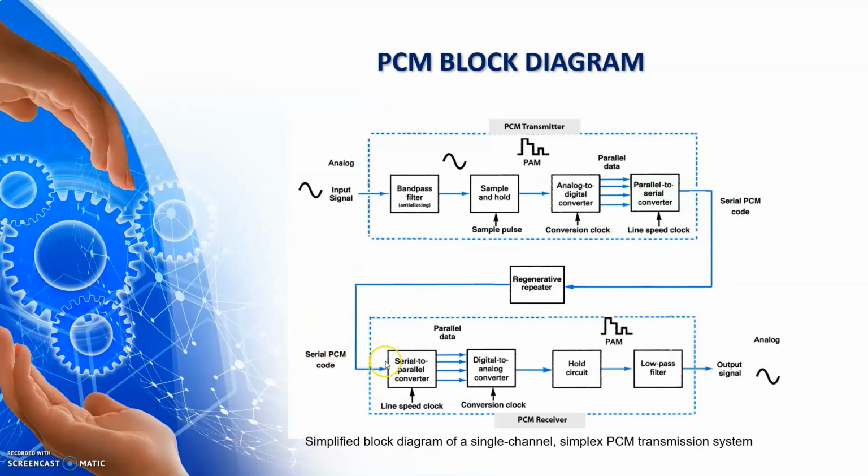Once it reaches the receiver, the serial PCM code is converted back to the parallel PCM code, and then goes through the digital to analog converter. It converts the parallel PCM to the multi-level PAM signal, and then the hold circuit here is basically a low pass filter that converts the PAM signal to its original analog form.